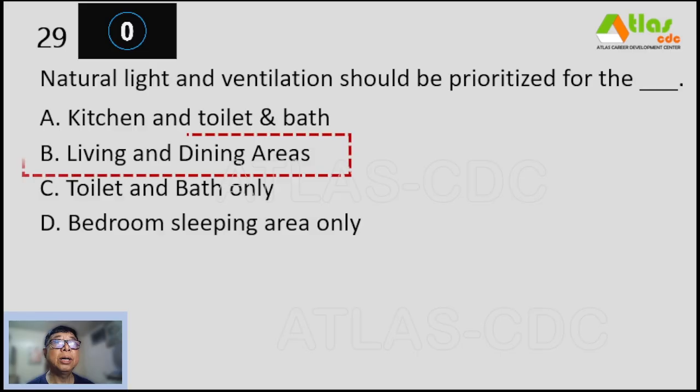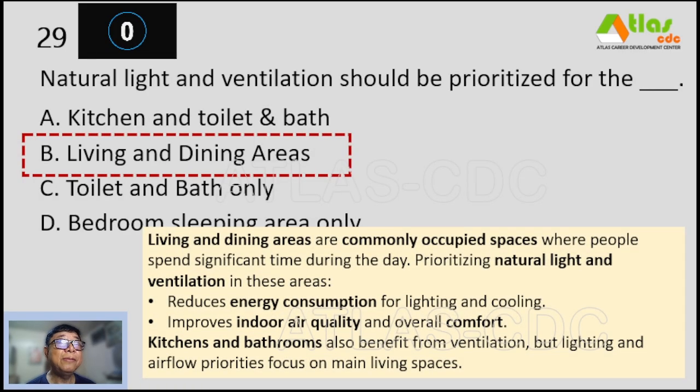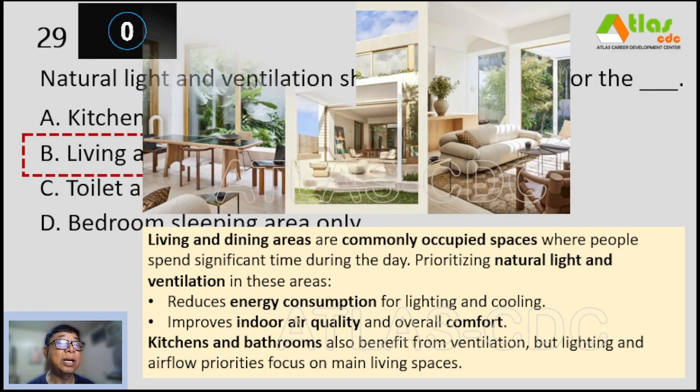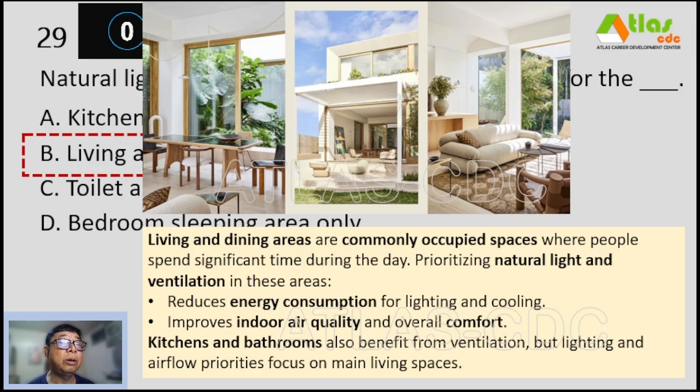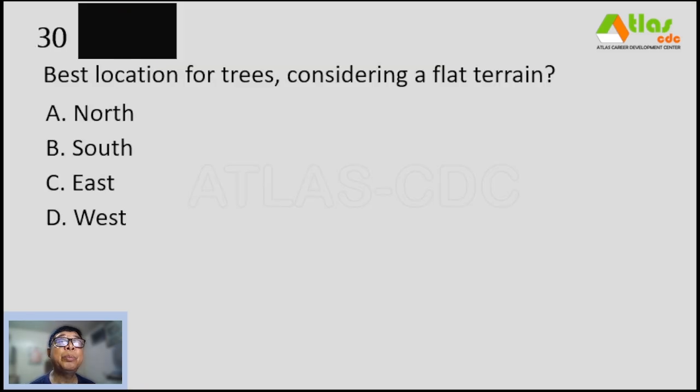And our correct answer is letter B, living and dining areas. So living and dining areas are commonly occupied spaces where people spend significant time during the day. Prioritizing natural light and ventilation in these areas reduces energy consumption for lighting and cooling. It improves indoor air quality as well as overall comfort. Kitchens and bathrooms also benefit from ventilation, but lighting and airflow priorities focus on main living spaces kasi mas maraming gumagamit ng sabay-sabay. No?